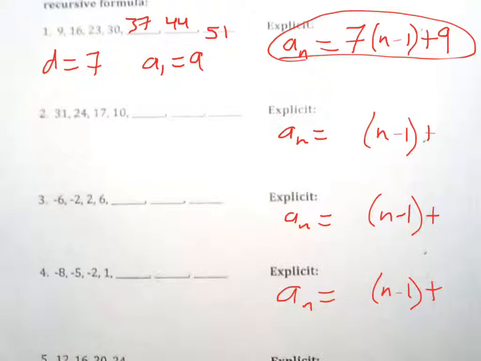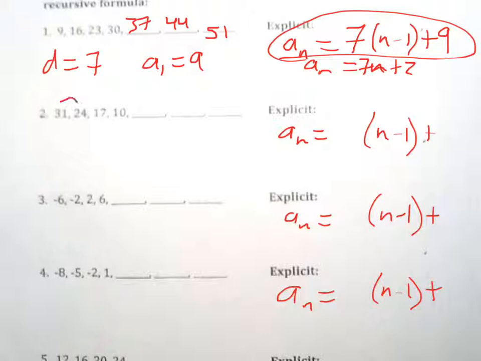You actually can simplify that down. If you distribute the 7 through, you'll get 7n minus 7 plus 9, which if you combine like terms, you're going to get 7n plus 2. So realize that you can simplify that down a little bit to get 7n plus 2.